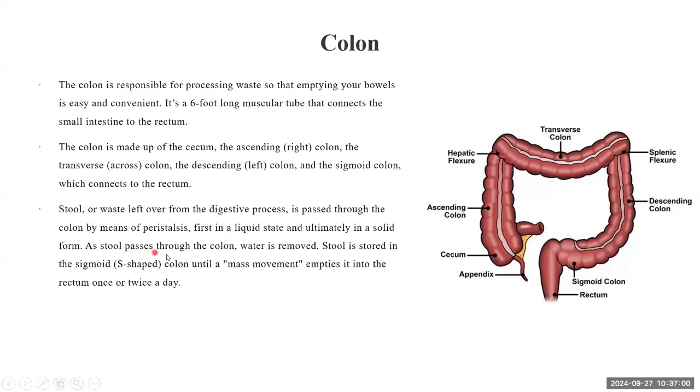As stool passes through the colon, water is removed. Stool is stored in the sigmoid colon. This is usually S-shaped until a mass movement empties it into the rectum once or twice a day. So it basically gets stored in this part of the colon, and it is a voluntary movement. Whenever there is a stronger push from our body, it eventually gets emptied or drained outside from our body through the rectum and the anus.